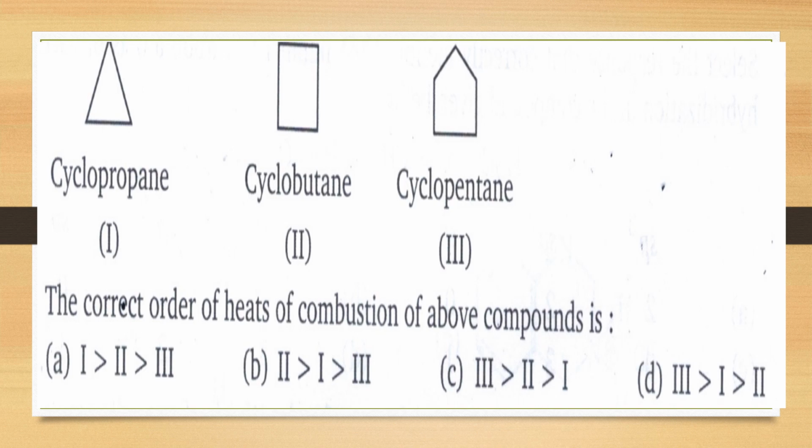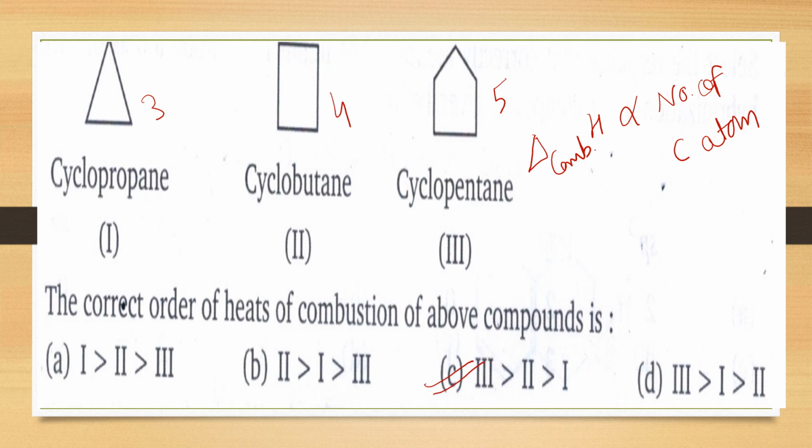The question asks for the correct order of heat of combustion of the above compounds. We know that the heat of combustion is directly proportional to the number of carbon atoms. The number of carbon atoms in the third compound is 5, here 5 carbon. After that there are 4 carbons, then 3 carbons. So the third has the most heat of combustion, after that second, then first. So answer C will be the correct answer. Let's see another question.